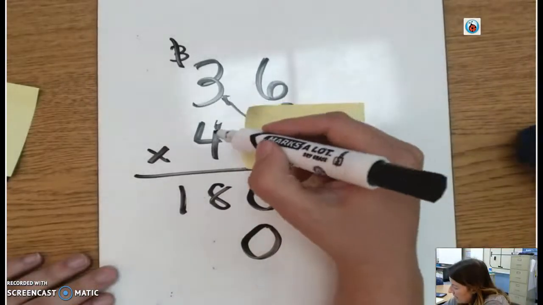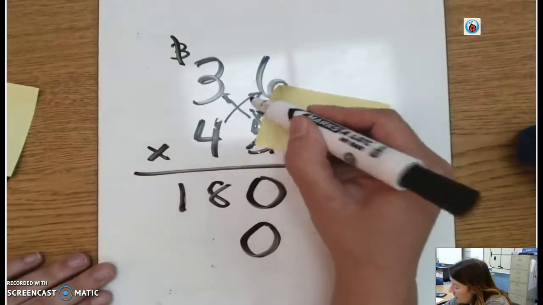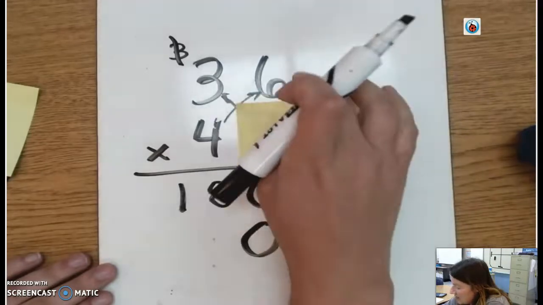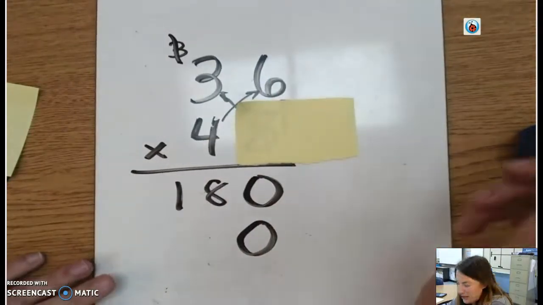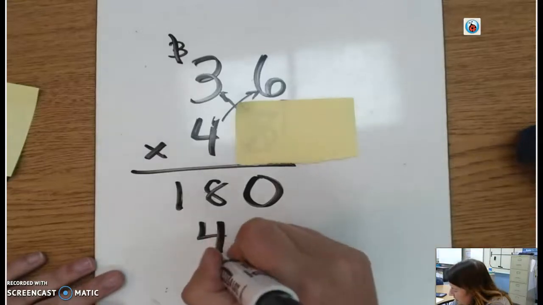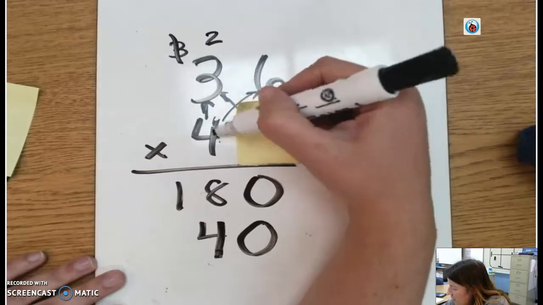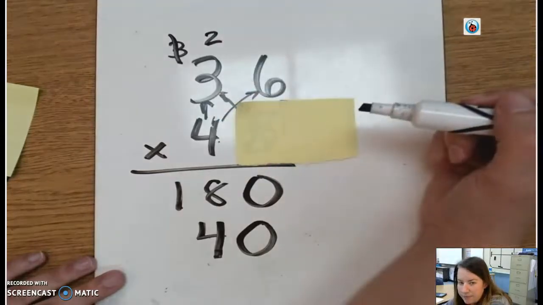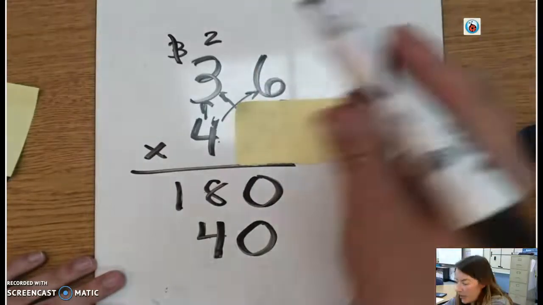All right, next, so we're going to multiply the 36 times the 4. 4 times the 6. So I always have to start in the ones place up here. So 4 times 6 is 24. So 4 goes down here, the 2 up. And then 4 times 3 is 12, plus those extra 2 is 14.